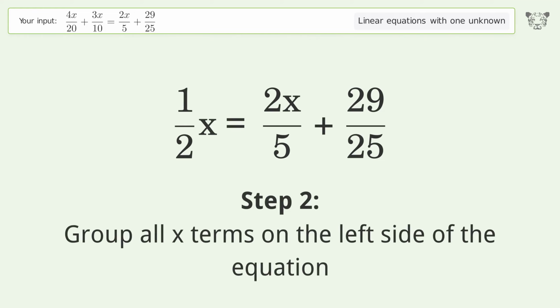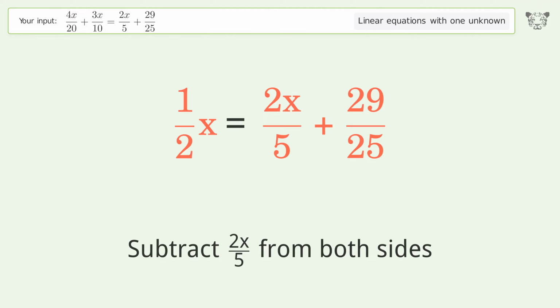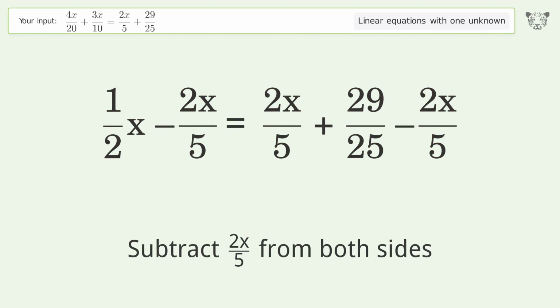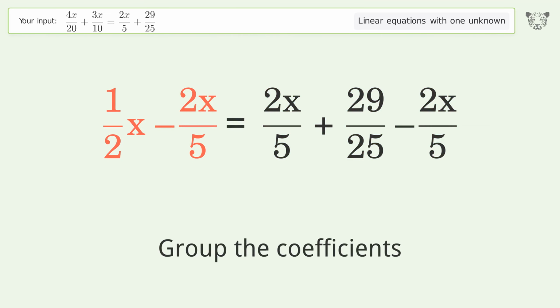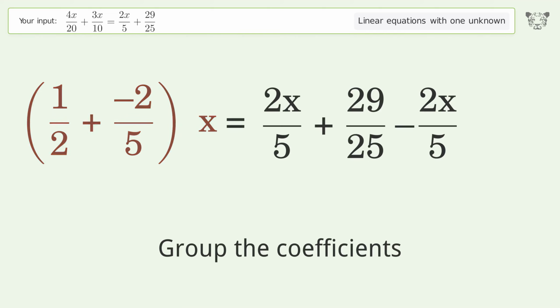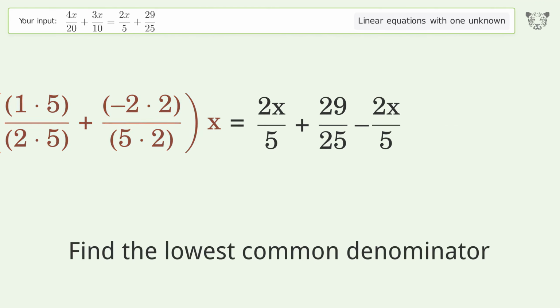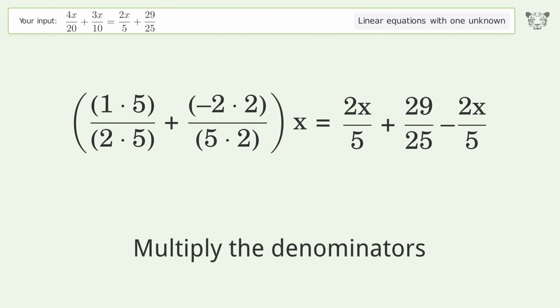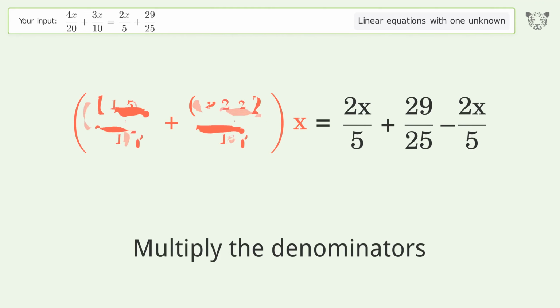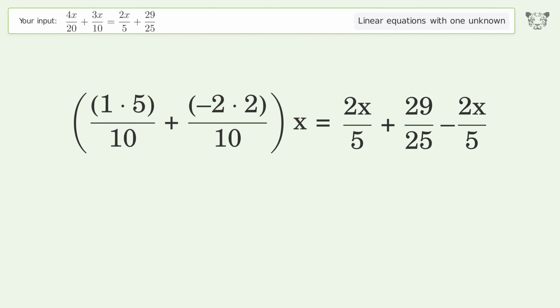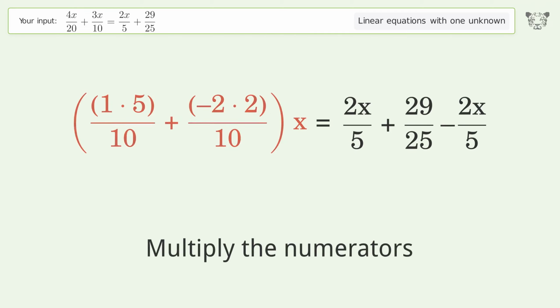Group all x terms on the left side of the equation. Subtract 2x/5 from both sides. Group the coefficients. Find the lowest common denominator. Multiply the denominators. Multiply the numerators.